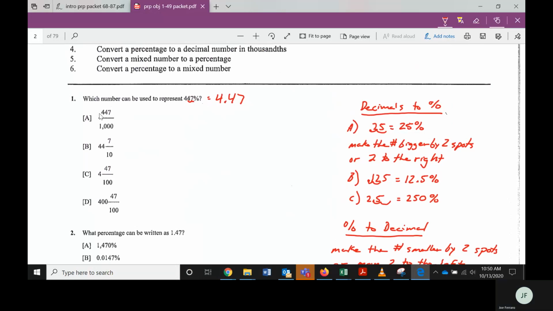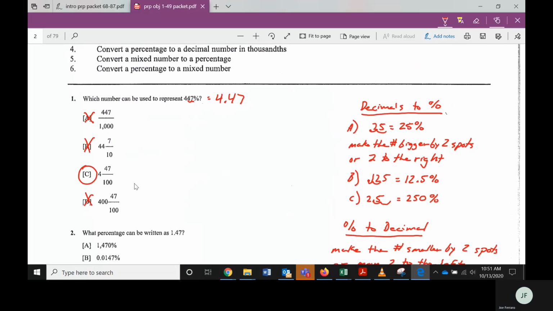Well, this is less than 1. It's just a fraction with the top number smaller than the bottom, so that's going to be a number less than 1. This has a whole number part of 44. That's out. It's not 44 point something. 4 and some fraction, this could be it. And then 400 is the whole part. No, this has got to be the right answer.